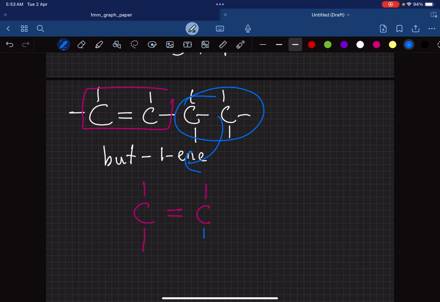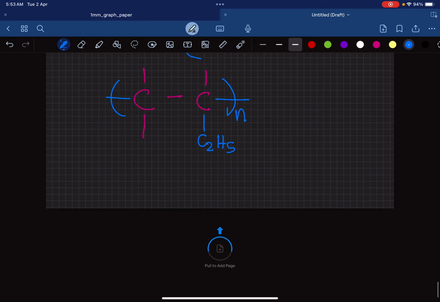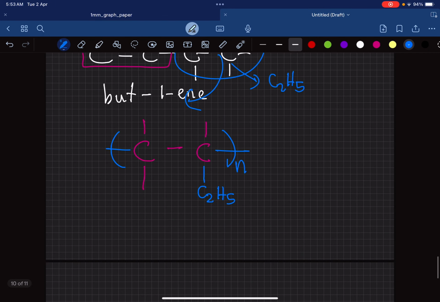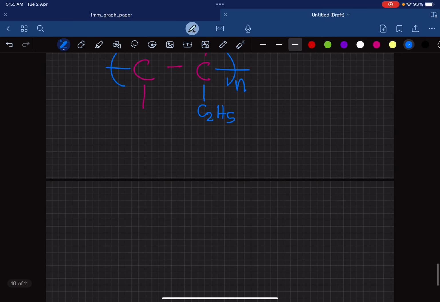It is actually CH2CH3, and CH2CH3 is C2H5, so this group is C2H5. So we draw it like that. Later on, when you want to do addition, you can just remove this line here, then draw one line out, bracket, and put an n. Ta-da, done. This is the symbol to show polymerization. So the complete equation will look something like this: you put an n here, then an arrow, and that's it. That's how we represent addition polymerization.